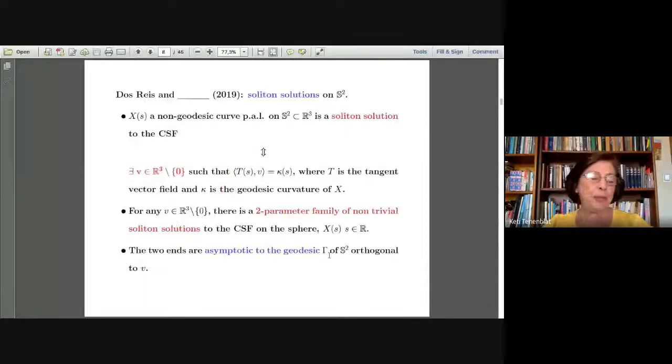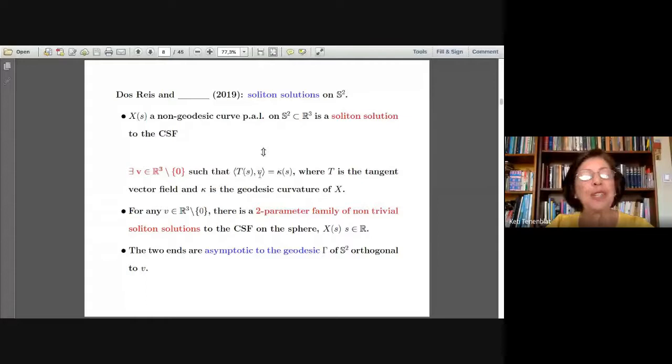Now, a few years ago, with a former student of mine, Dos Reis, we worked on soliton solutions on the sphere. And I'll tell you briefly what the results were. So if you consider a non-geodesic curve parameterized by arc length on the sphere, and you want it to be a soliton solution, so it evolves by isometries, then this can only occur if and only if there exists a non-zero vector in the Euclidean space, such that the curvature of the curve is given by the inner product of the tangent vector field and this fixed vector.